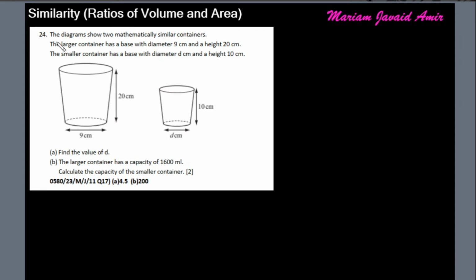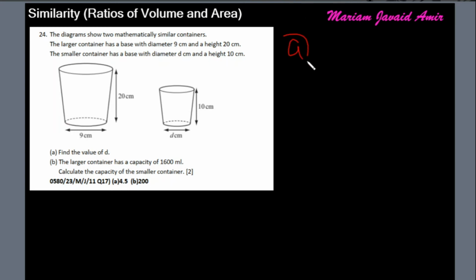Next question. The diagram shows two mathematically similar containers. The larger container has a base with diameter 9 and height 20. The smaller container has a base with diameter d and height 10. Find the value of d.